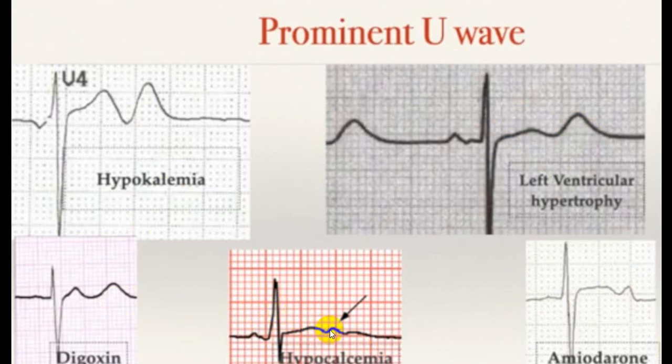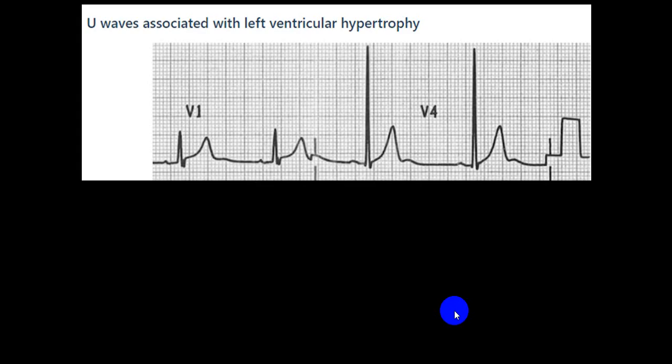because this will produce QT prolongation, false QT prolongation. So do look for that. In a left ventricular hypertrophy, you will have all the criteria of left ventricular hypertrophy, plus after the T wave there may be a small upright wave, which you consider as U wave. And this is quite frequently seen in a person with left ventricular hypertrophy.